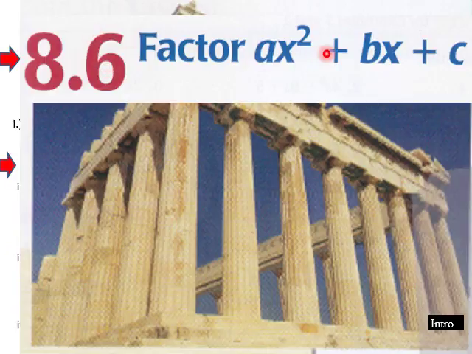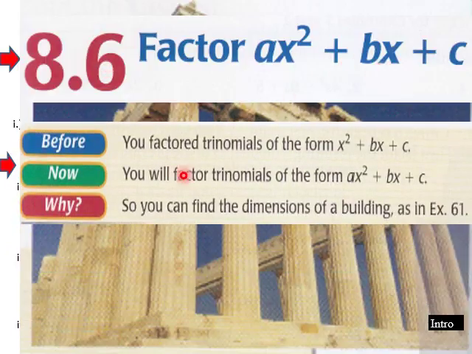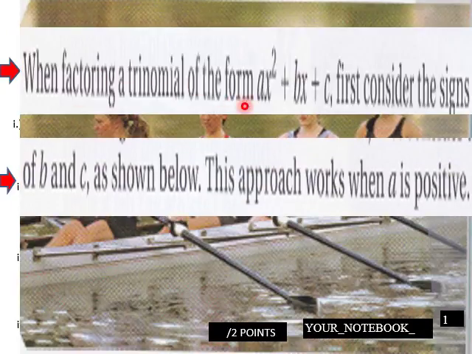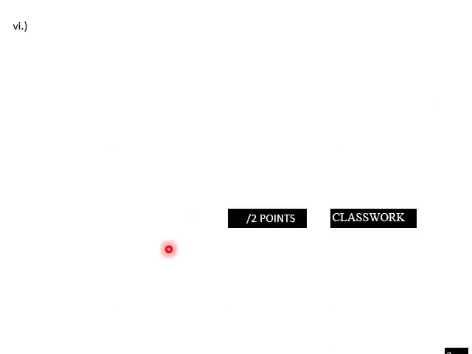8.6, factor ax squared plus bx plus c. You will factor trinomials like this. Now we have an a. So when factoring a trinomial of ax squared plus bx plus c, first consider the signs of b and c as shown below.